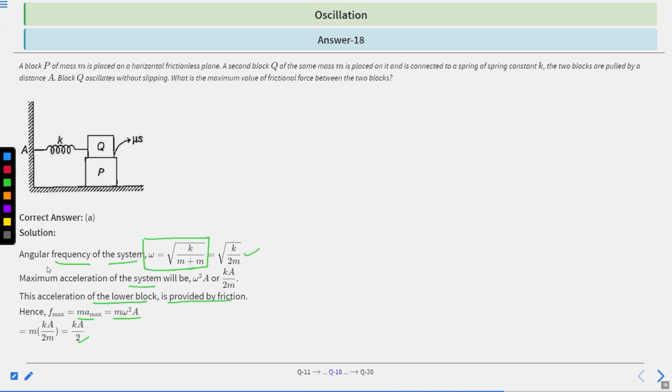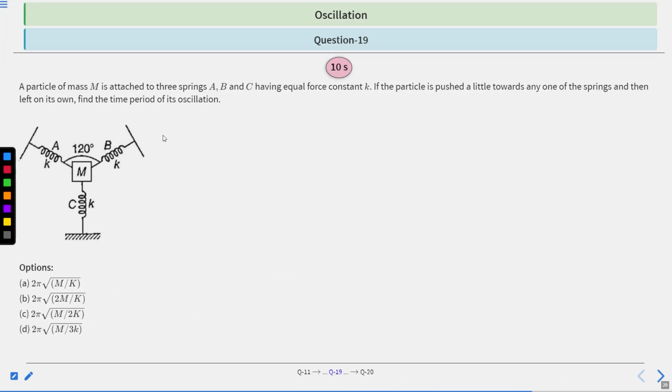Next question, question 19. A particle of mass m is attached to three springs, spring A, spring B, and spring C, having equal force constant K. If the particle is pushed a little towards any one of the springs and then left on its own, find the time period of its oscillation.